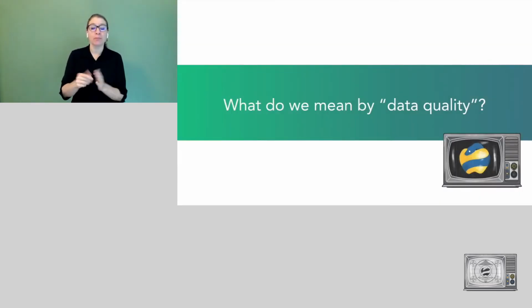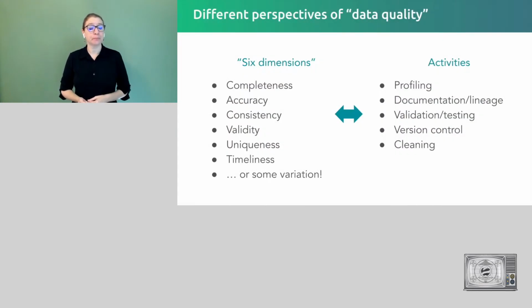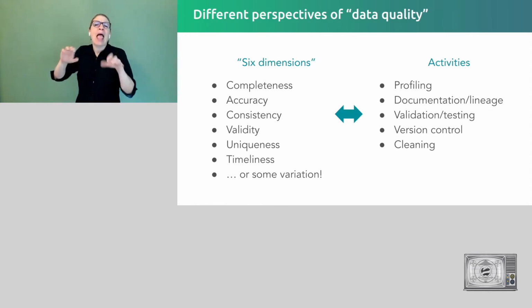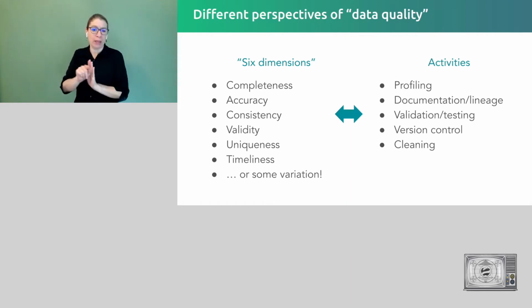Let's jump right into the meat of this presentation and look at what we actually mean by data quality in this particular context. So a lot of you probably have seen the 6 dimensions of data quality. They're listed out here. I've also found some variations of those different dimensions. We're not even going to talk about these today, but we're actually going to focus on what I call activities regarding data quality. So some of these activities are profiling, data documentation, data lineage, data validation and testing, version control, and cleaning.